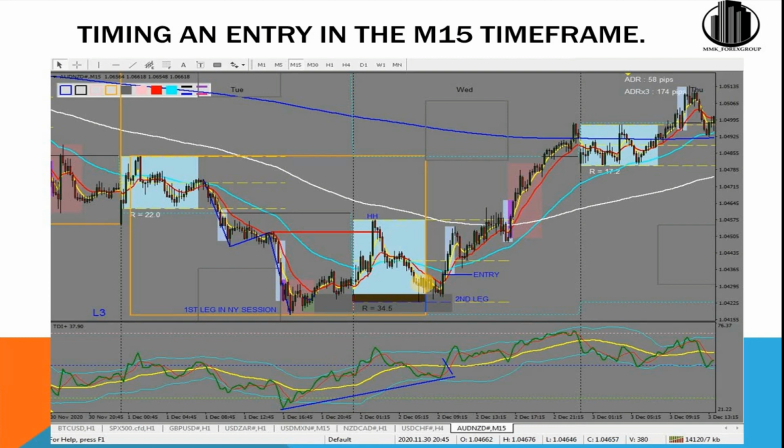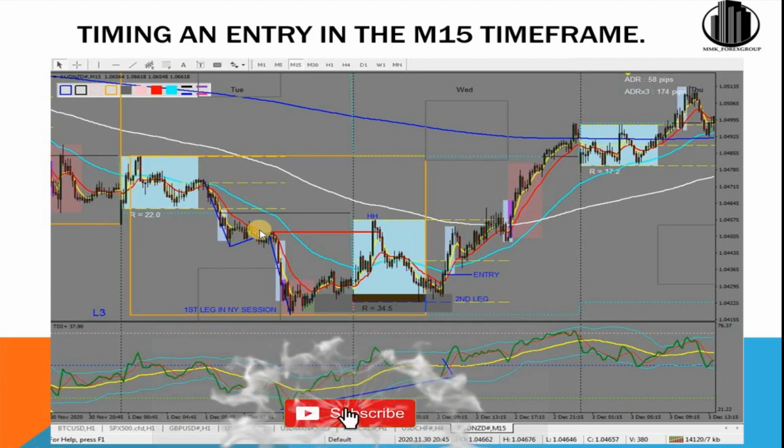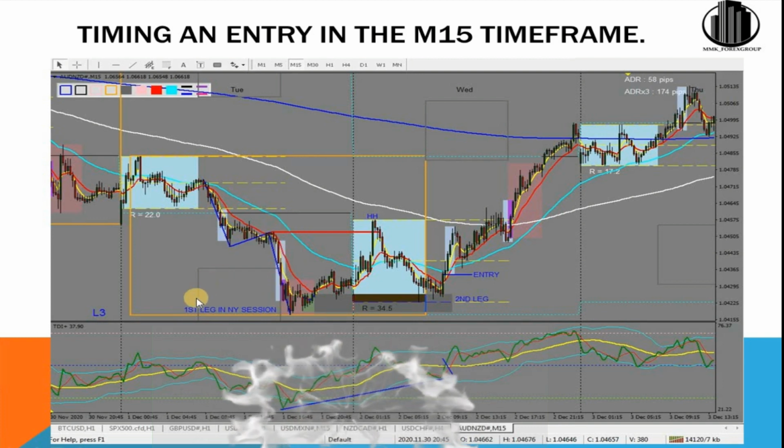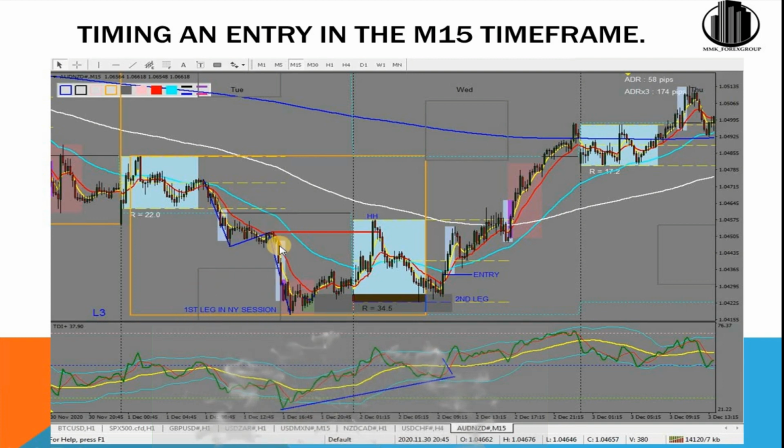Now, as you can see on this day, this is the same AUD NZD chart in the M15 time frame. And on this Tuesday, what we had is, as you can see, a 50 bounce on this day, an ID 50, first push, second push, and the last push, which was our third push. And this is where we had our first leg being formed in the New York session.